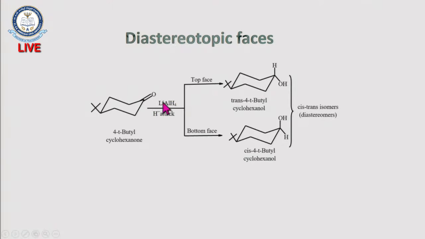So, lithium aluminum hydride can be attacked from the top phase. The top phase attack leads to the formation of the equatorial alcohol group, and the bottom phase attack leads to the formation of the axial alcohol. So, axial and equatorial are both in a cis-trans isomer relationship here.